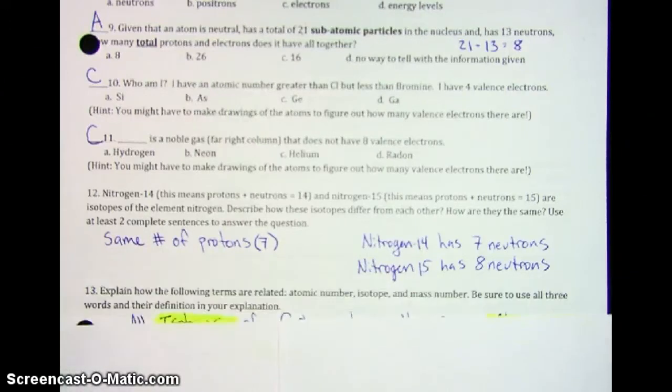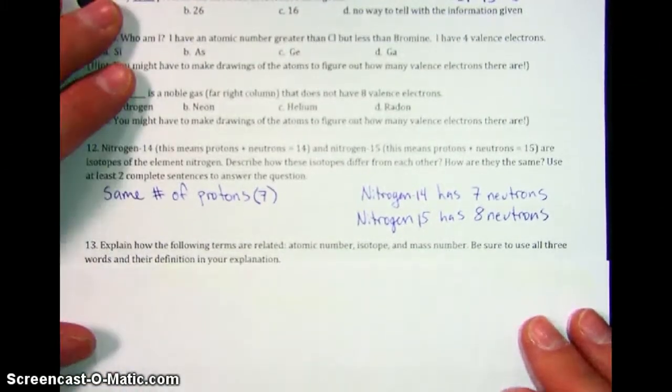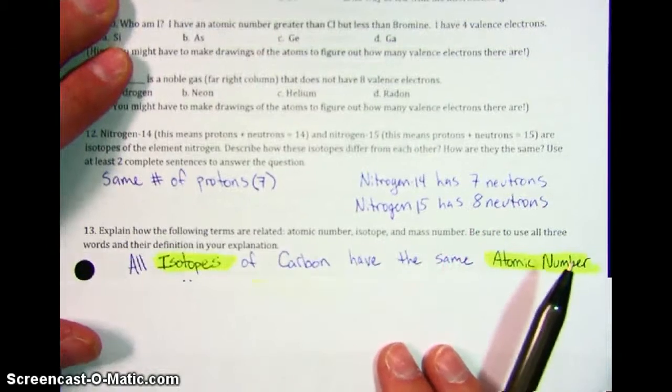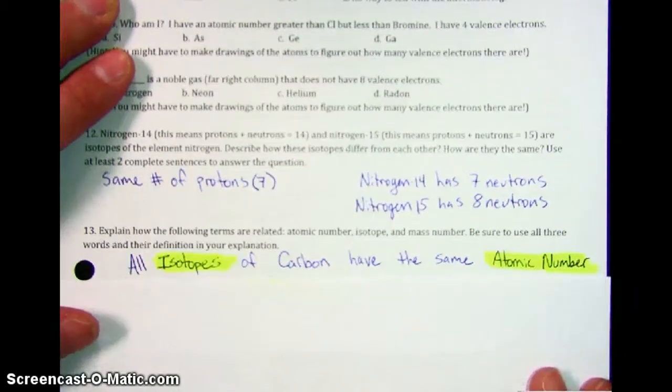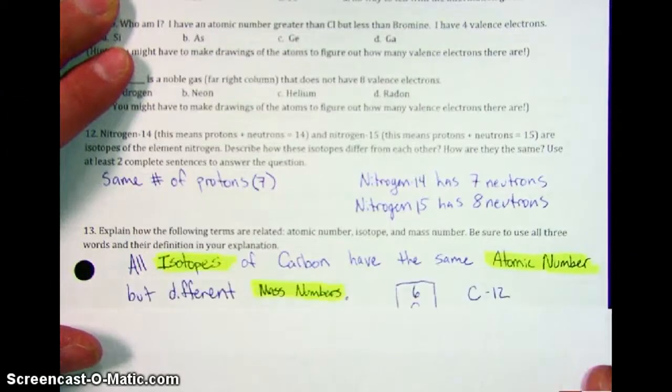For number 13, it says explain how the following terms are related: atomic number, isotope, and mass number. Here is my definition. All isotopes of carbon, I'm using an example, all isotopes of carbon have the same atomic number. That's the number on the top. It tells you the protons. But they have different mass numbers.